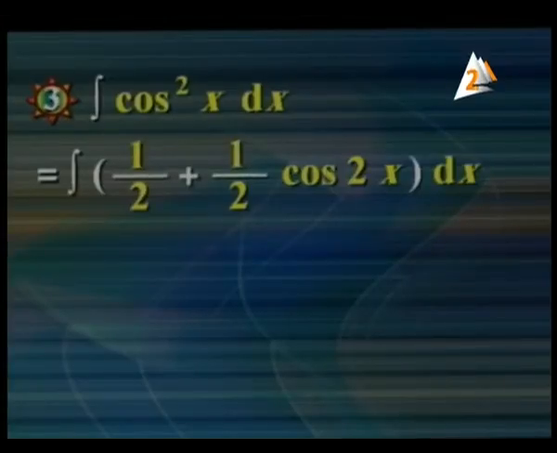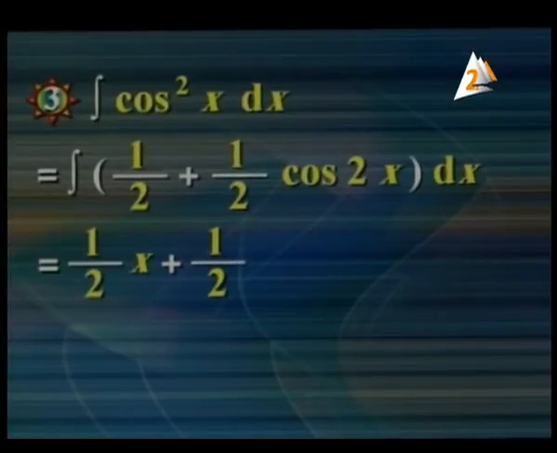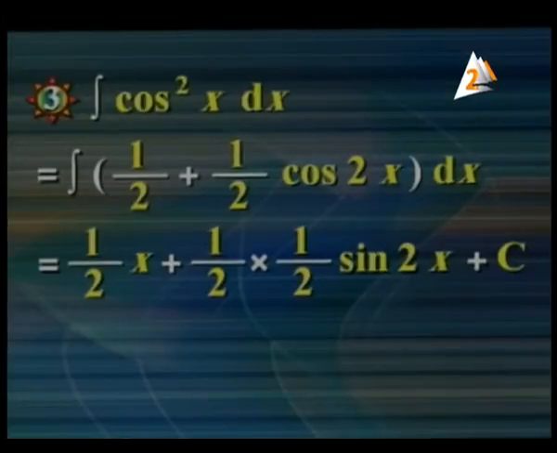Number 3, what is the integration of cosine squared x dx? We change cosine squared x into 1 over 2 plus 1 over 2 cosine 2x dx. What is the integration of 1 over 2? 1 over 2 x. What is the integration of 1 over 2 cosine 2x? Equals 1 over 2 times 1 over 2 sine 2x plus c.